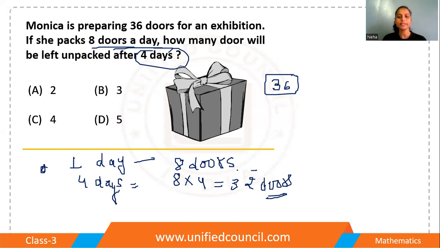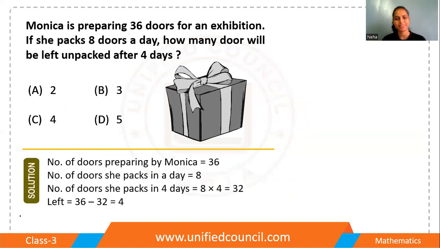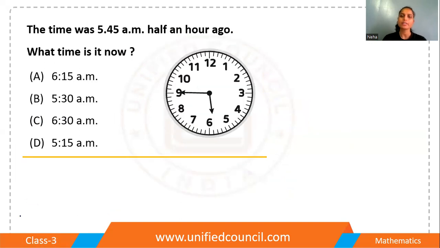Okay. So 32 doors are packed after 4 days. How many total are there? 36. So how many is left? Yeah, 36 minus 32, which is equal to 4. 4 doors are left. Option C is the right answer. Perfect. Let me show you the detailed solution of this question. Okay, move to the next one.